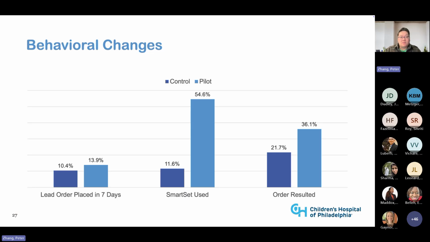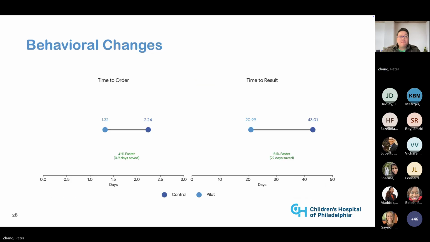So when I saw the last data point about the orders resulting, I was very curious about the timing of the orders and the results. So this is a chart that essentially plots the differences in time to the order after the nudge and time to the result between our pilot and controls. So the dark blue circle is the control and the light blue circle is the pilot sites. After the nudge, lead orders were placed on average 40% faster, saving about a day. As a clinician, 1 to 2 days is really not a big deal in this case, but it suggests that the nudge brings more attention to the lead that needs follow-up and prompts a quicker action.